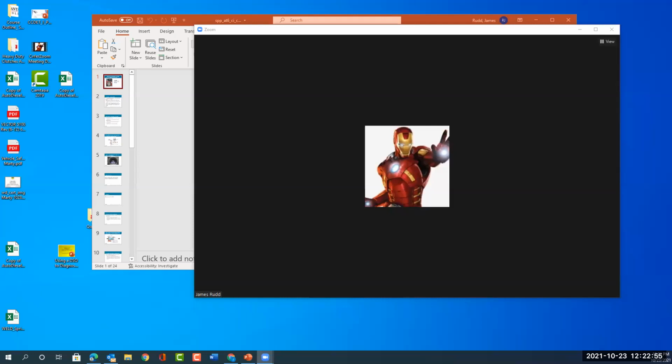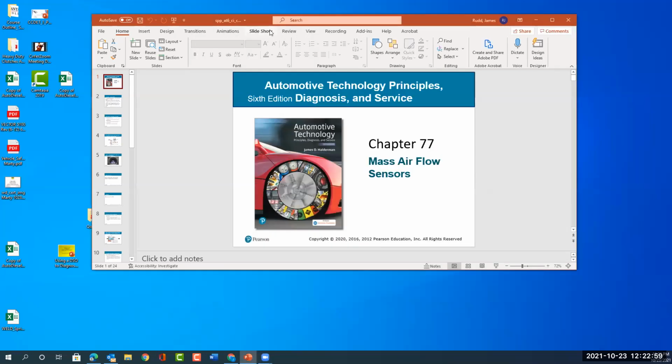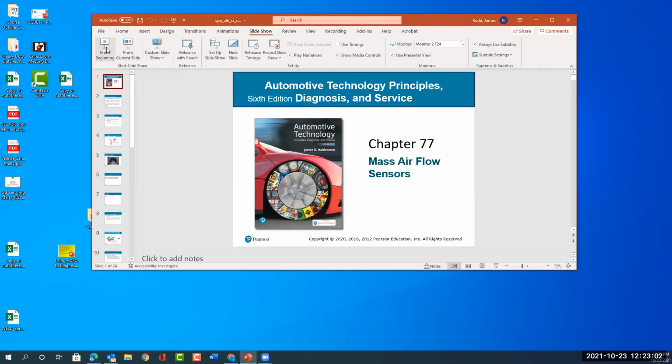Hello, folks. Today we're going to be talking about mass airflow sensors. We talked about MAP sensors and BMAP sensors last week. Now we're going to get into mass airflow sensors. They're a little bit different.